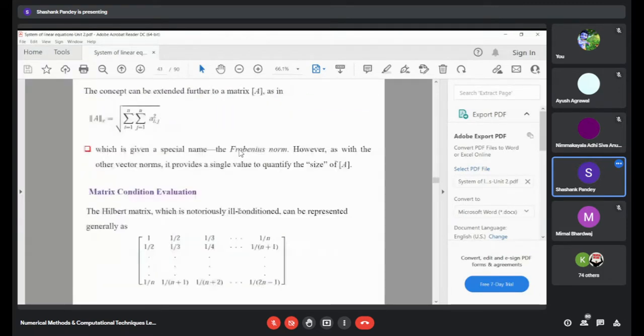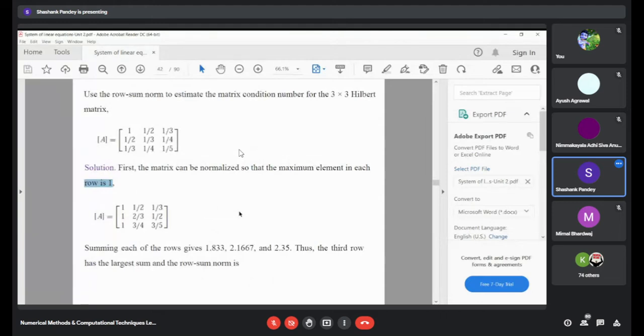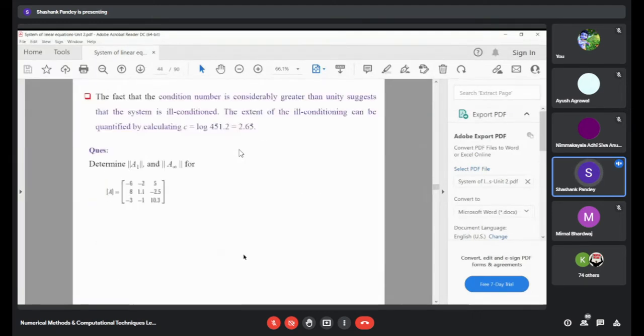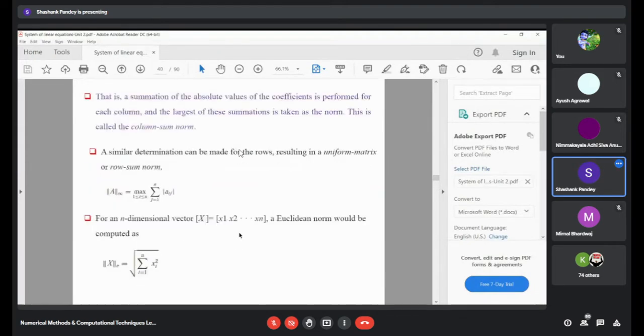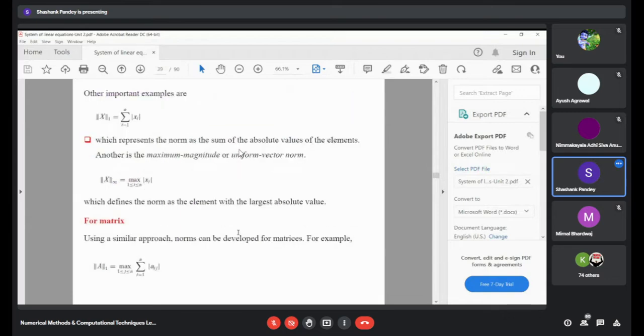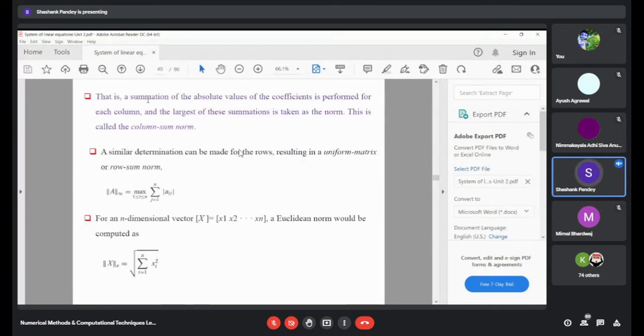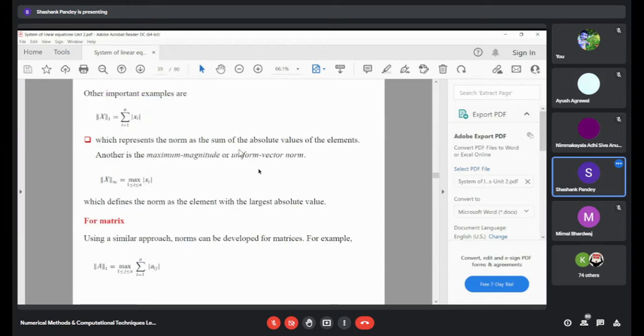This was the highest of the row sum norm which we calculated. Wait for a minute. What we have written is that the summation of absolute coefficients is performed for each column, and the largest of these summations is taken as the norm. So we have not normalized here.